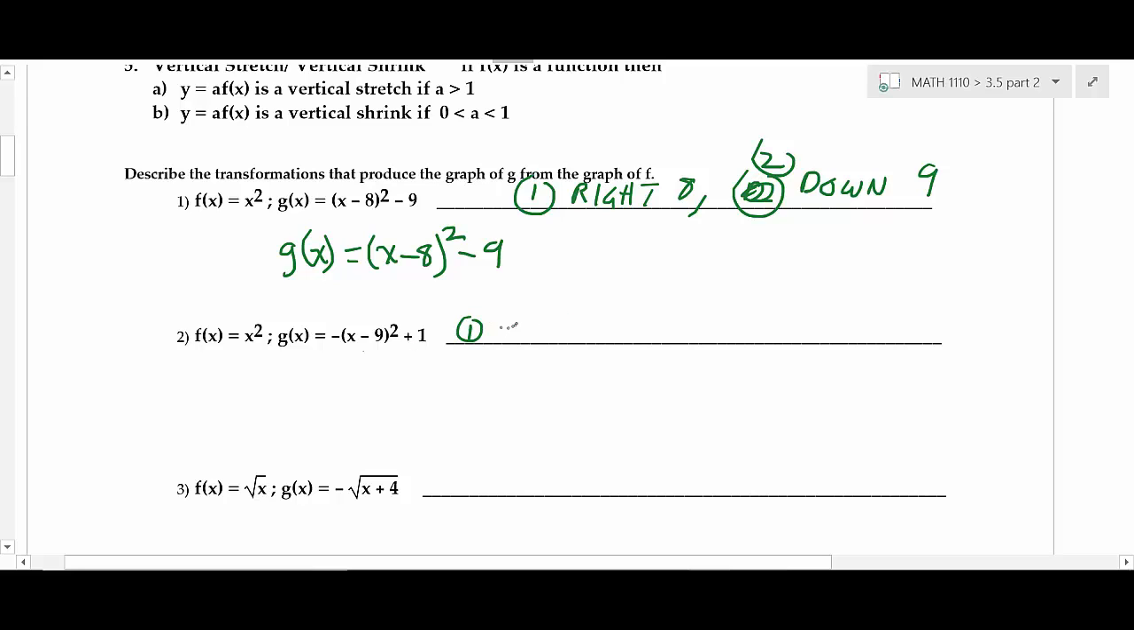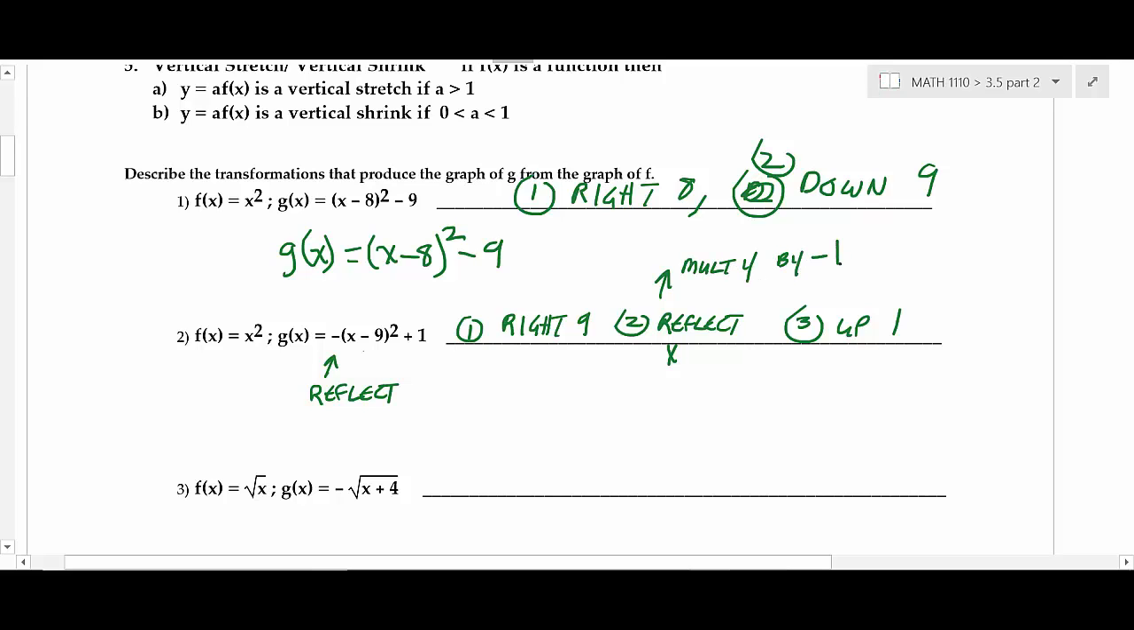So if you did this in the right order, you would go to the right 9, like that. And see, that reflects, so you really want to write that as reflect, okay? So you're reflecting this way, in the x direction. So I'll just have you put a reflect there. And then the third one would be up 1 like that. And again, that reflecting, it's not a bad idea to write down. All that's doing is it's just multiplying y by negative 1. That's why it reflects.